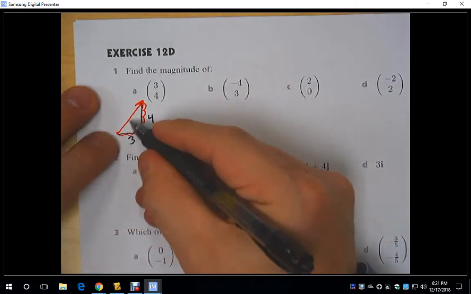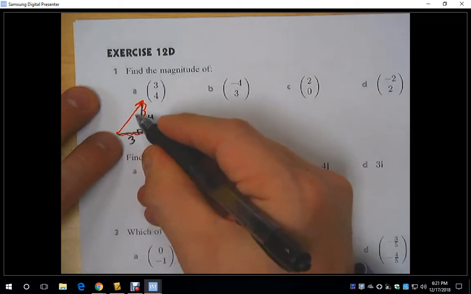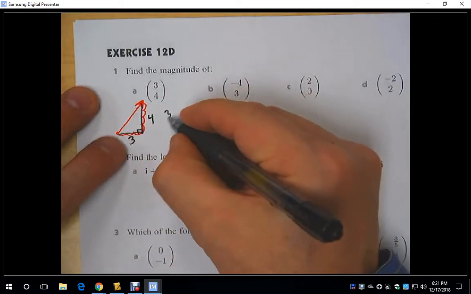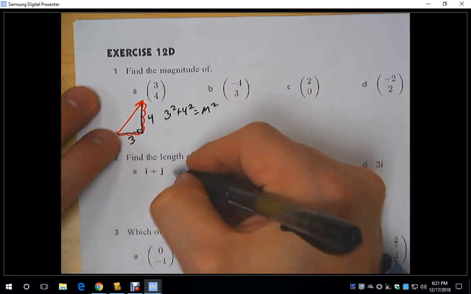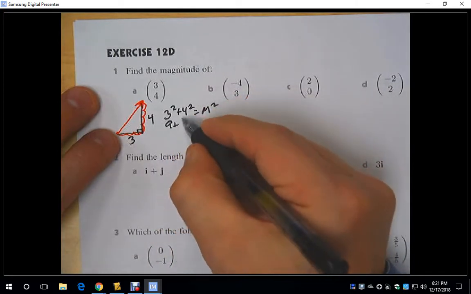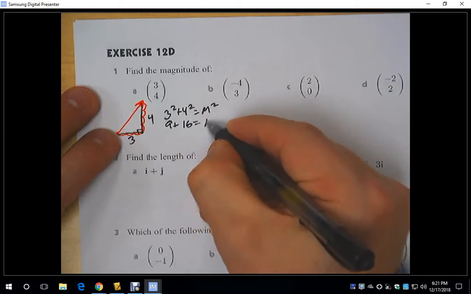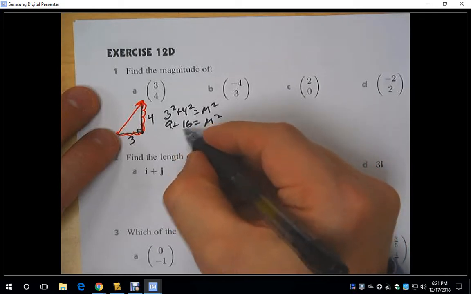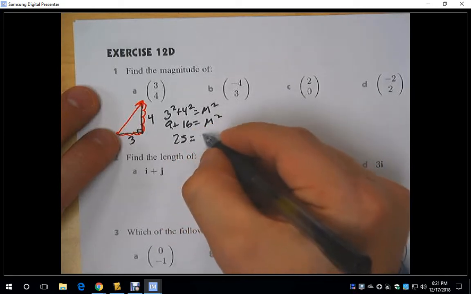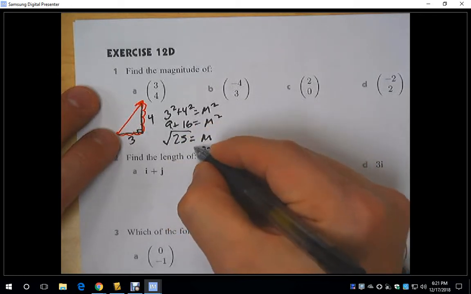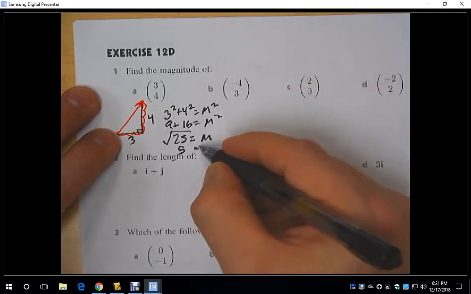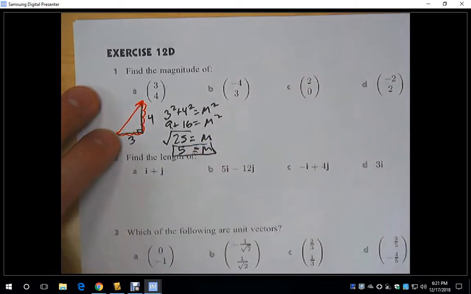To figure out this length, this magnitude, we can use the Pythagorean theorem: 3 squared plus 4 squared equals our magnitude squared. 3 squared is 9 plus 4 squared is 16 equals our magnitude squared. 9 plus 16 is 25. 25 equals magnitude squared. We take the square root of both sides, and our magnitude is going to be 5 units. Our magnitude, or the size of our vector, is 5 units.